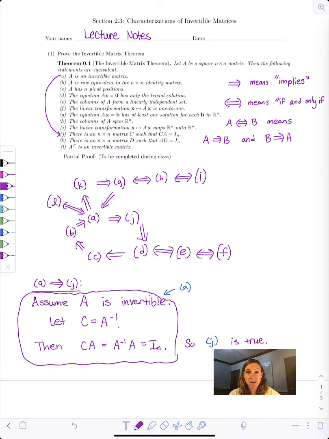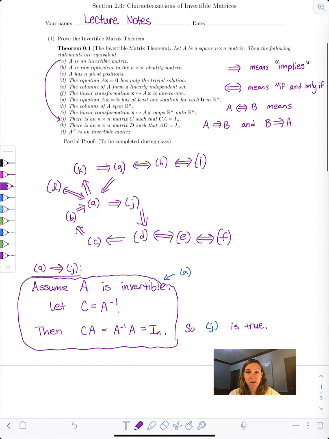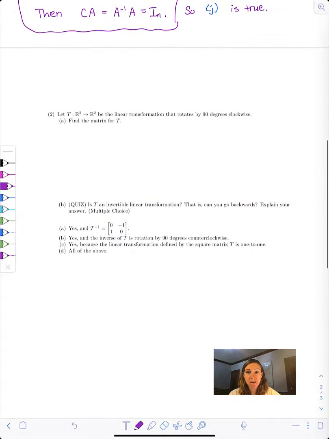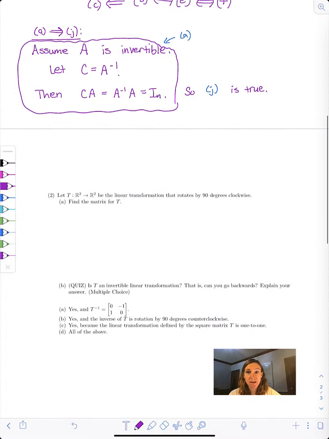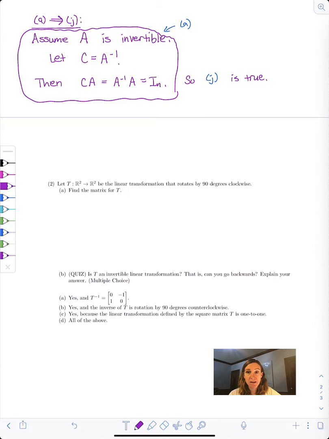Okay, there's a little bit that we can do with this involving linear transformations. So I'm going to move on to that. And here we go. So first of all, we want to understand when a linear transformation is invertible. And so first we're given a transformation that rotates vectors by 90 degrees clockwise. And if you'll recall, to find the matrix for a linear transformation, we want to know what that transformation does to the vectors 1, 0 and 0, 1.